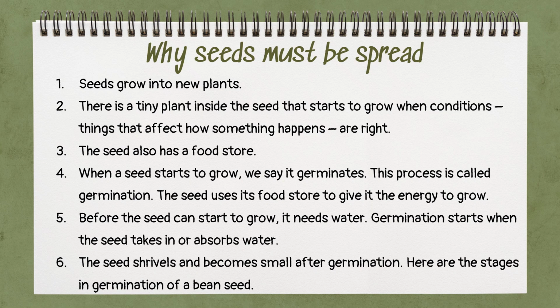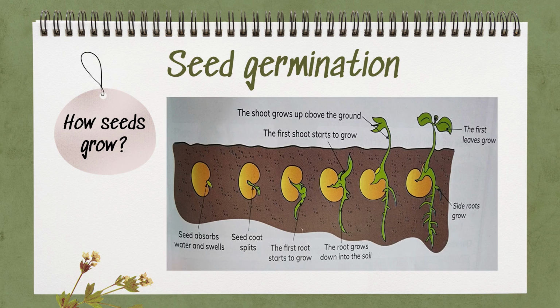Here are the stages in germination of a pea seed. Okay, as you can see, the seed absorbs water and swells. The seed coat splits, and the first root starts to grow. The first shoot starts to grow. Okay, the root grows down in the soil, and we can see the shoot grows above the ground. The first leaves grow. Side roots grow.